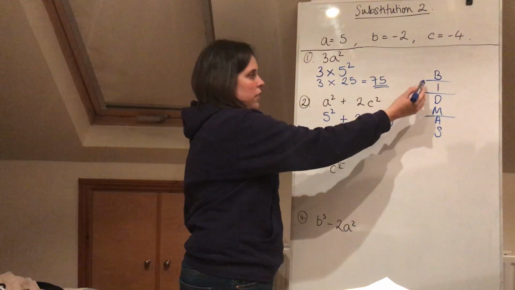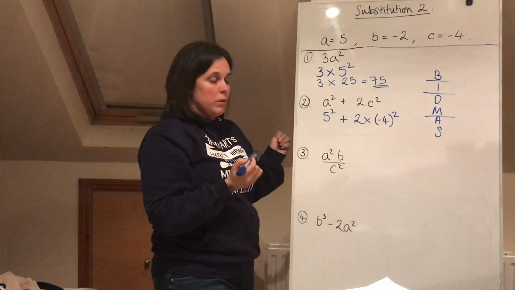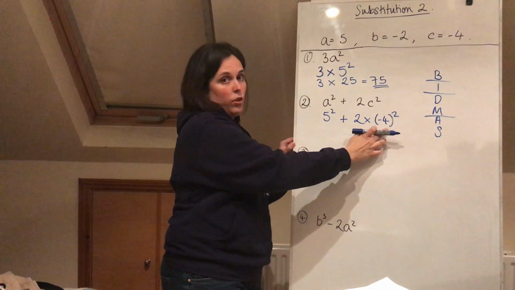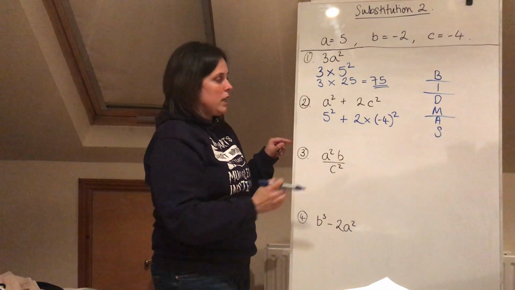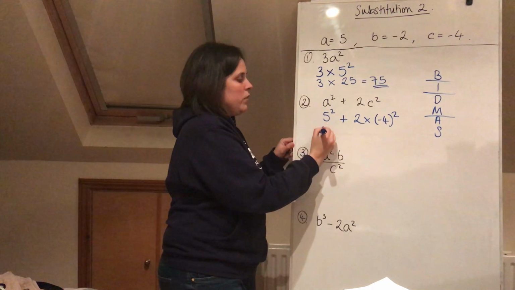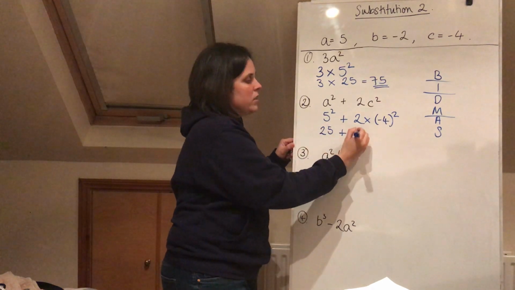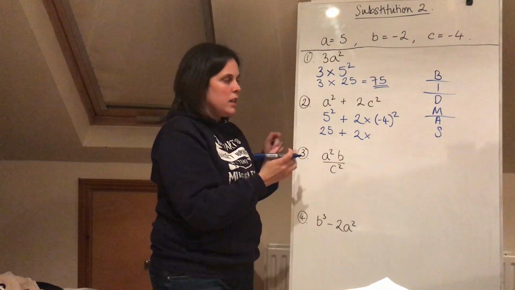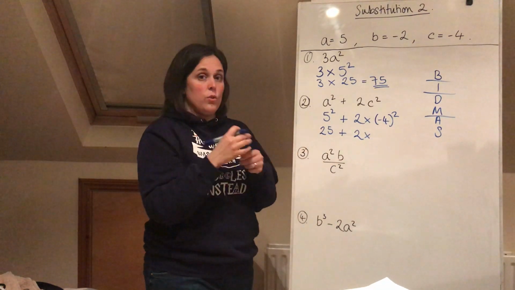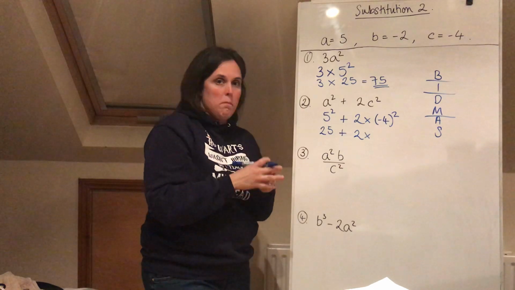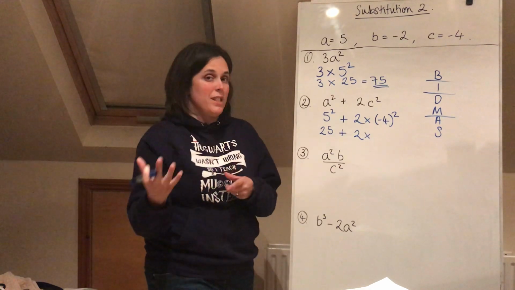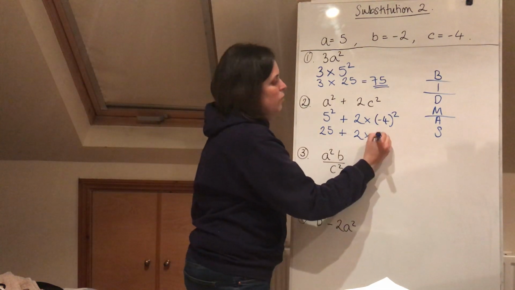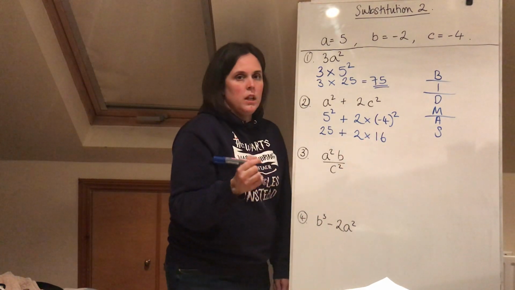Now the first thing we're going to hit is an I, so we're going to have to do our indices first. So we've got 2 indices here, we've got 5 squared and negative 4 squared. 5 squared is 25, so we can do that, plus 2 times, now negative 4 squared is negative 4 times negative 4, and if you remember, 4 times 4 is 16, but a negative times a negative is a positive, so therefore we get plus 16.